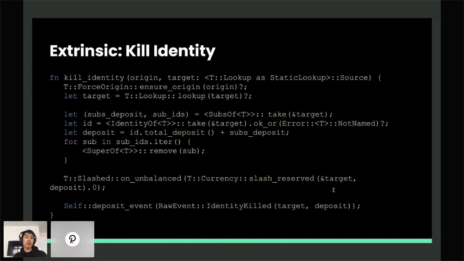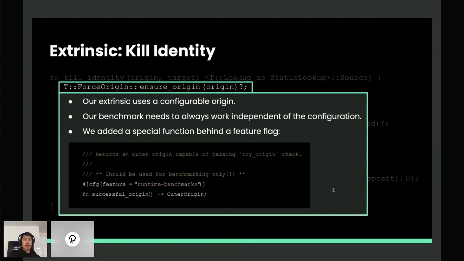So the extrinsic we're going to look at is kill identity. Kill identity allows you to wipe your identity clean. Let's walk through the different steps up here. First, you'll see that we use a specific origin, a force origin. This is configurable, so one of the things you need to make sure of when writing your benchmark is that it will always succeed, independent of how users configure this force origin. In order to allow your benchmark to always work, we added a special function behind a feature flag, which allows us to get a successful origin here.